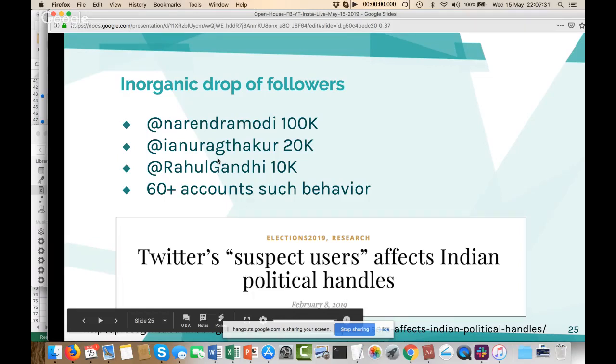There are many other interesting questions that you can ask. If handle X lost A number of users and handle Y lost B number of users, is there an overlap in the followers that these two handles lost? And how much is the overlap? Then you can infer other interesting observations. If there is an overlap of 80-90% of the suspect users lost by two handles, they both had these followers following them, and you can make inferences about how these suspect users were created and all of that. So one of our keen interests is to study these suspect users.